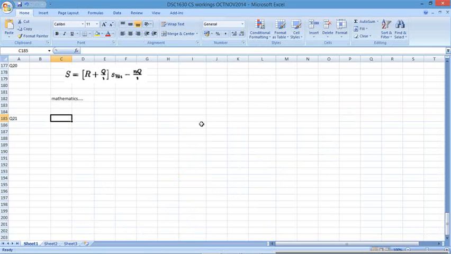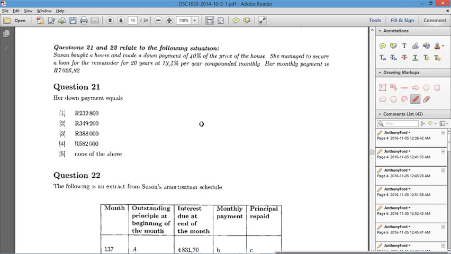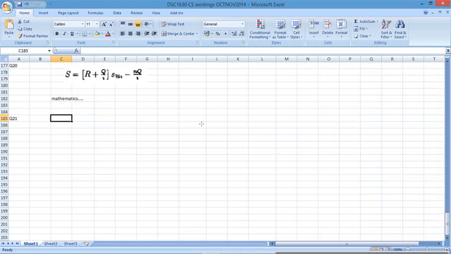Alright, question 21, guys. Questions 21 and 22 relate to the following information. Susan bought a house and made a down payment of 40% on the price of the house. She managed to secure a loan for the remainder for 20 years at 13.5% compounded monthly. Her monthly payment is that amount. What is the down payment? So we need to solve for the loan amount.